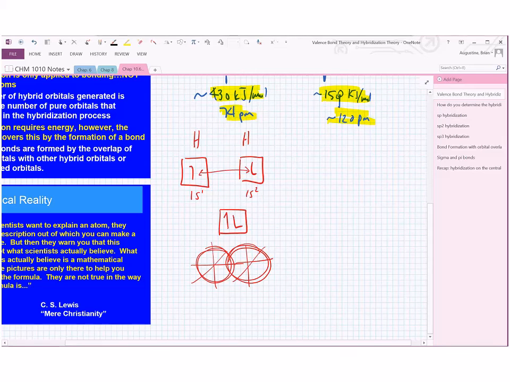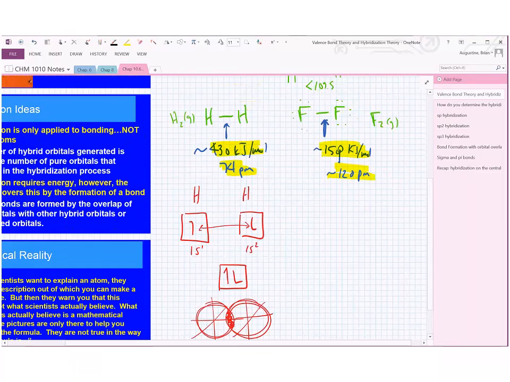So these guys come near to each other, they can overlap with one another, the electrons can overlap in between the two molecules and form this new stable chemical bond. So we would call this a 1s, 1s covalent bond. That's the covalent bond that's formed between the two hydrogen atoms.